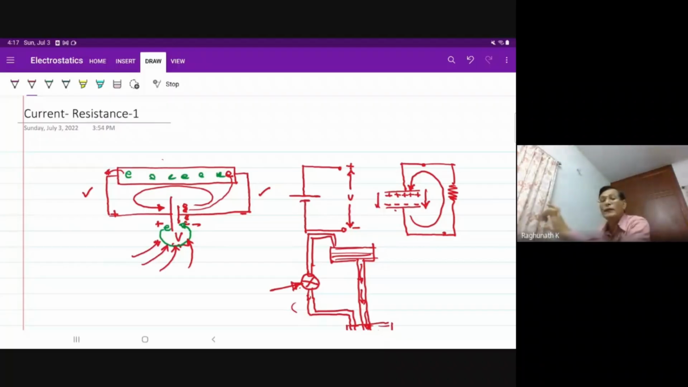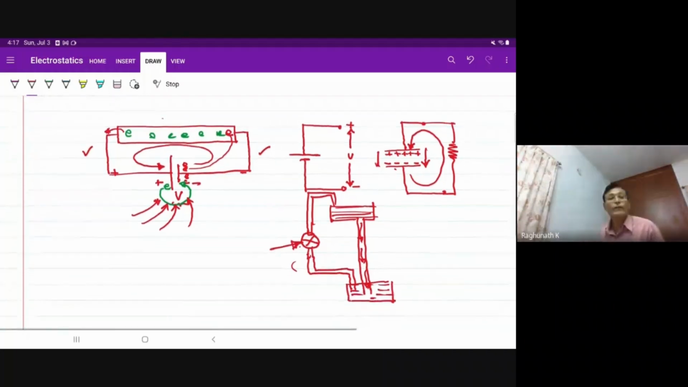I will connect the resistor. Electrons now go back to the positively charged plate to reduce the negative charge on one plate and positive charge on the other. After some time, there will be no potential difference between the terminals of the capacitor, because of which there will be no current through the resistance. If you want to continuously circulate current through it, we need to have a source.